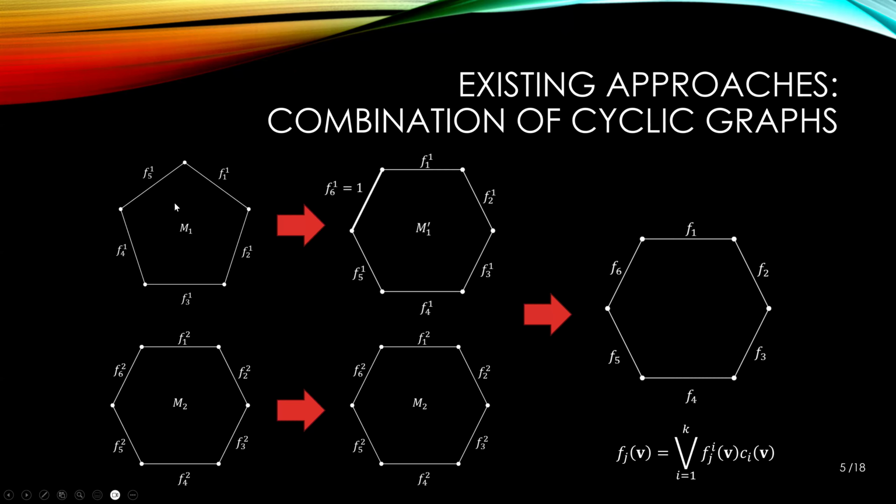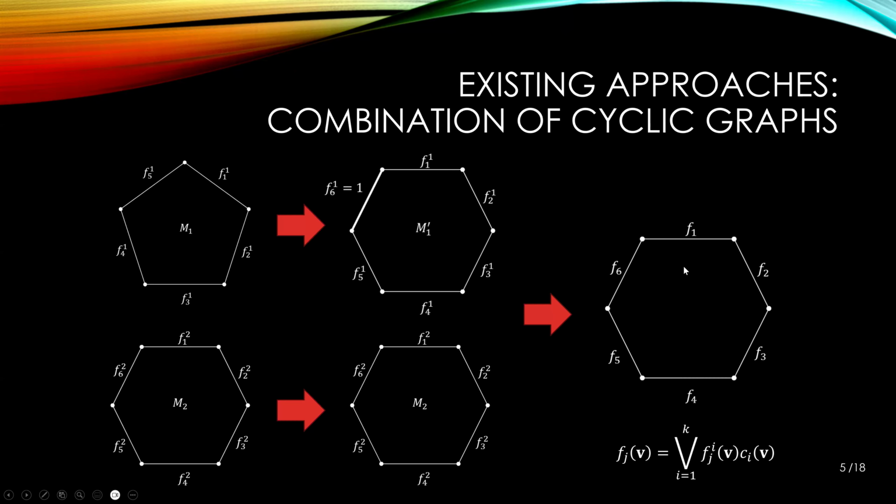For example, here we have two models. One is based on a 5-vertex cycle graph. The other one is based on a 6-vertex cycle graph. So we can expand the model with 5 vertices by adding one vertex and one trivial edge function. And after that, all the models are combined into a common GL model defined on the resulting cycle graph.